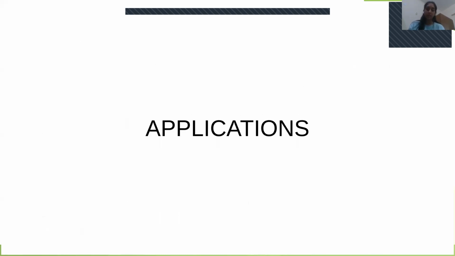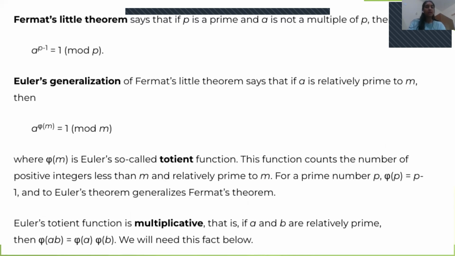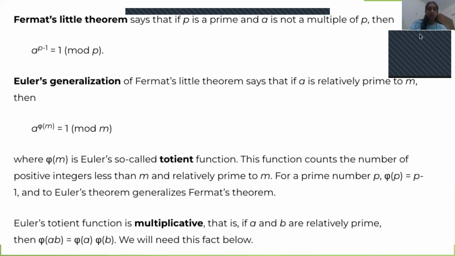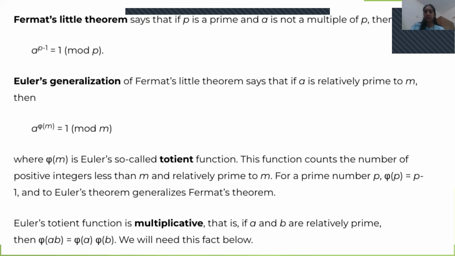Now let us see about the applications. Fermat's little theorem says that if P is prime and A is not a multiple of P, then A to the power P minus 1 is equal to 1 mod P. And Euler's generalization of Fermat's little theorem says that if A is relatively prime to M, then A raised to the function of phi M is equivalent to 1 mod M, where phi is Euler's so-called totient function.